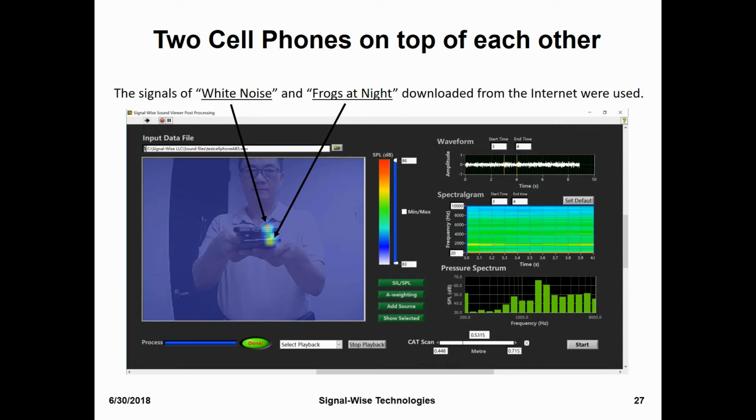Now we stack these two cell phones on top of each other, one producing white noise and the other producing frogs at night, both of them downloaded from the internet. By using SoundViewer together with CAT-scan, we can clearly identify these two sources.